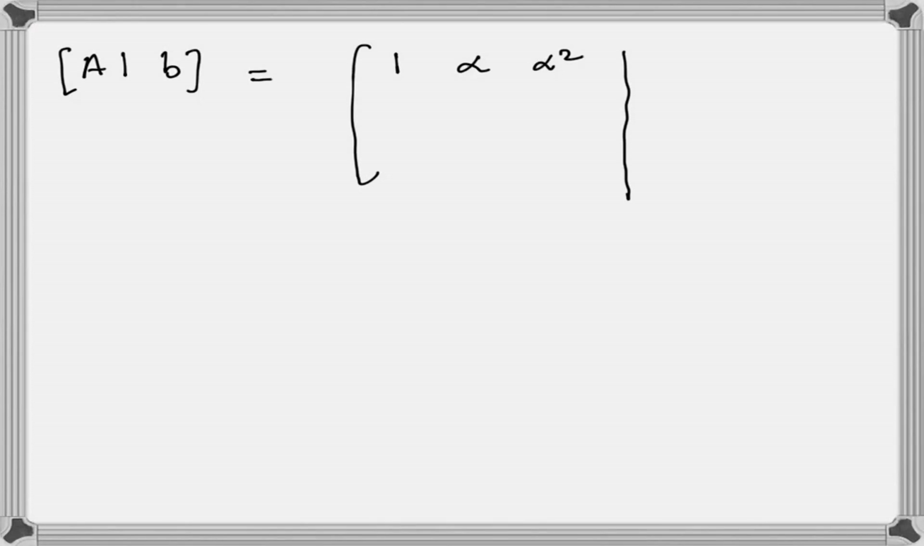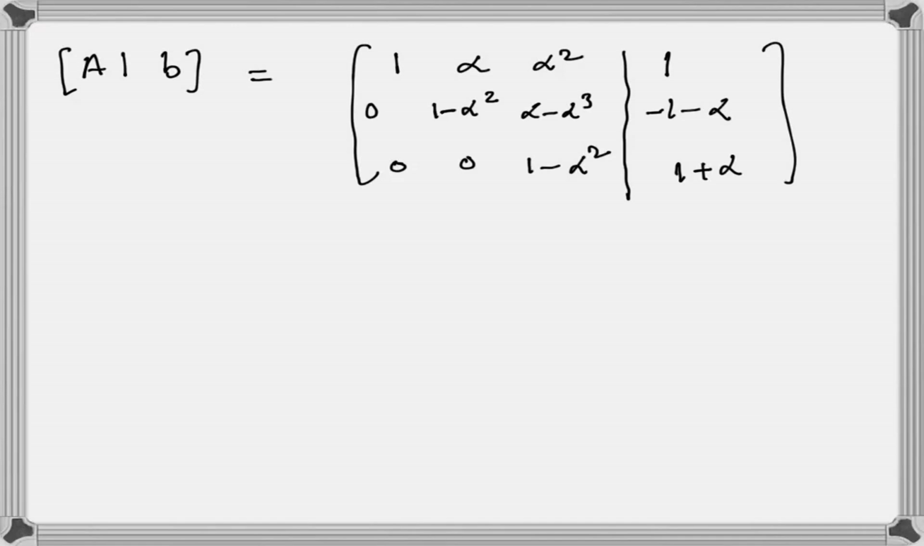So this is what we have. A augmented B is nothing but 1, alpha square, 1 0 1 minus alpha square, alpha minus alpha cube, minus 1 minus alpha, 0 0 1 minus alpha square, and this is 1 plus alpha.